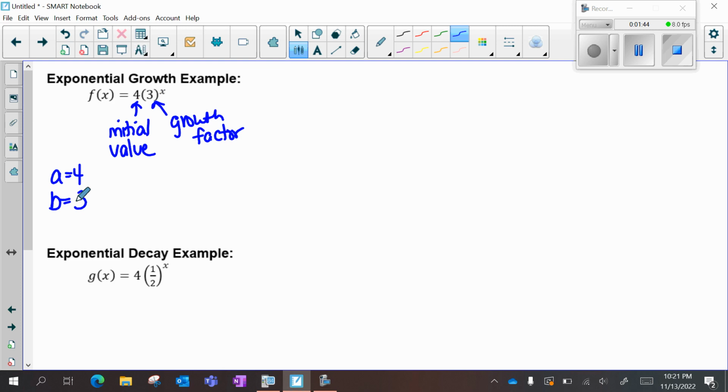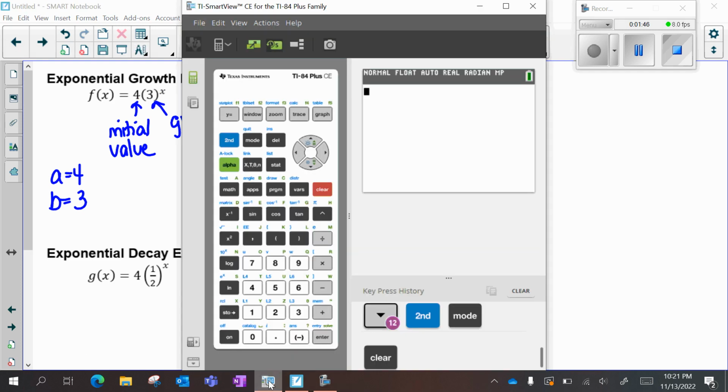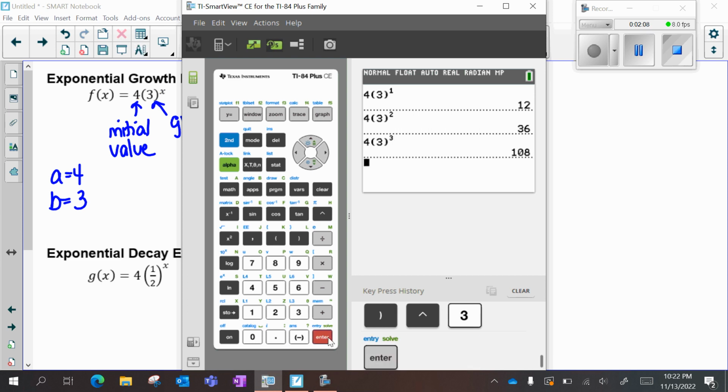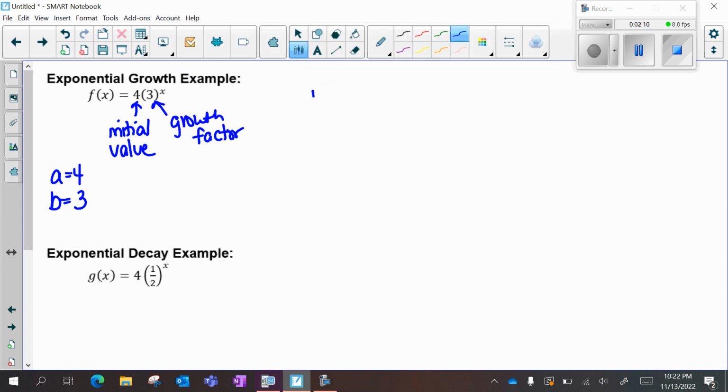So for example, if I go to my calculator and I type in 4 times 3 to the first, I get 12. 4 times 3 to the second, I get 36. 4 times 3 to the third, I get 108. So this is 12, 36, 108, and so on. It's growing by 3 or multiplying by 3 every time.